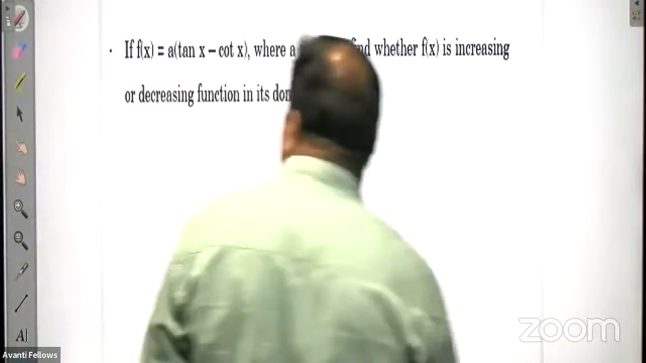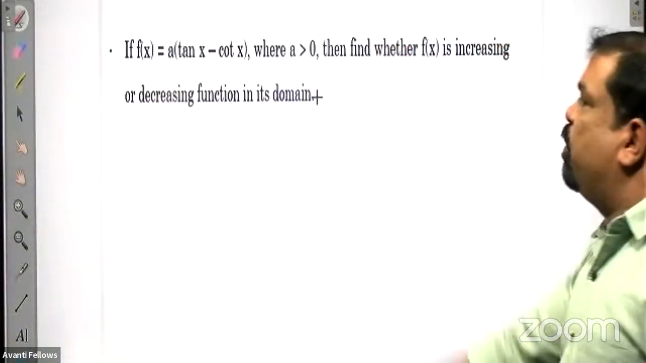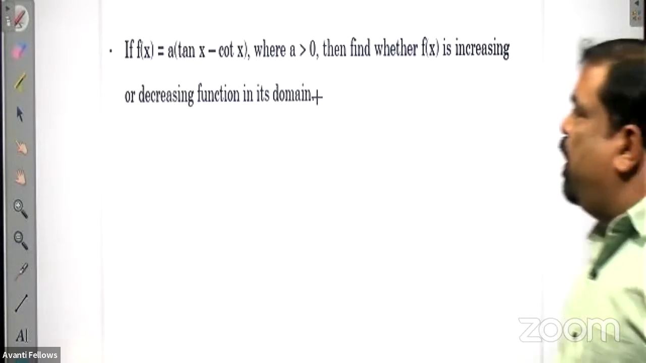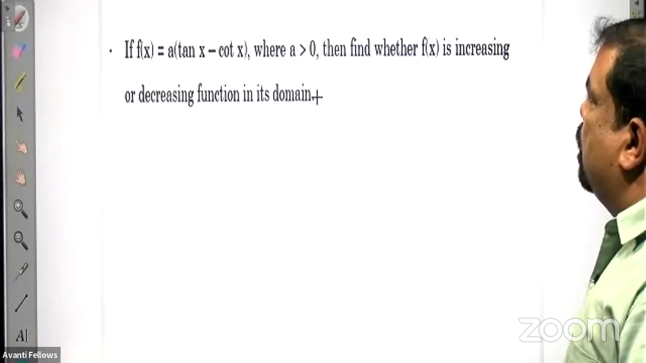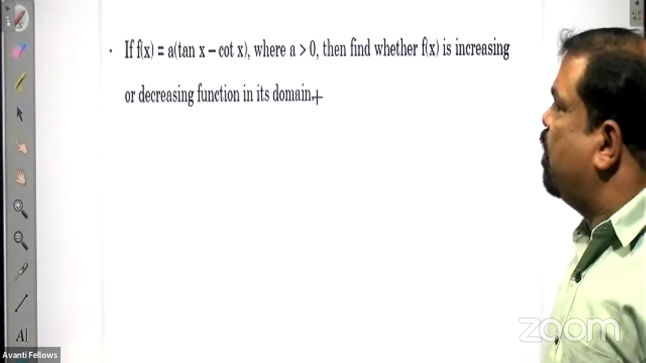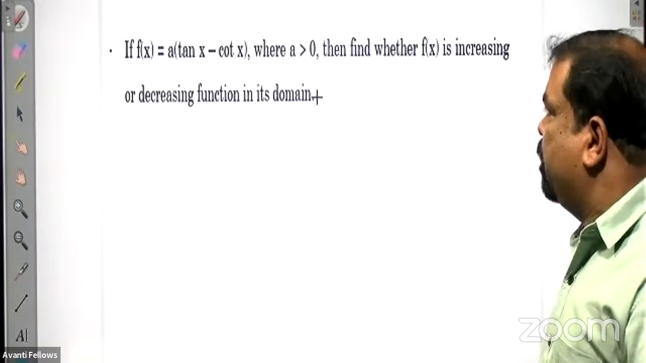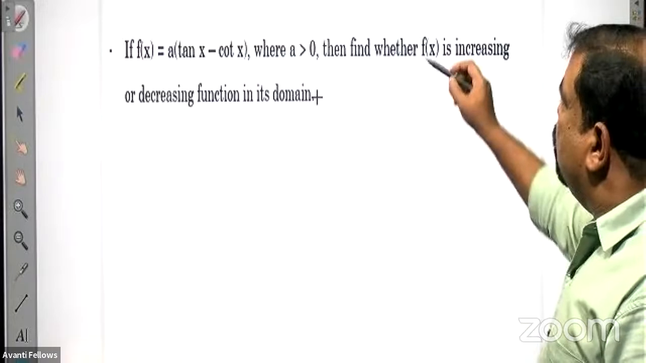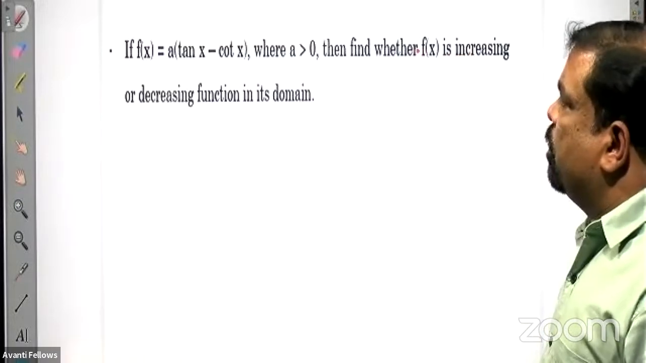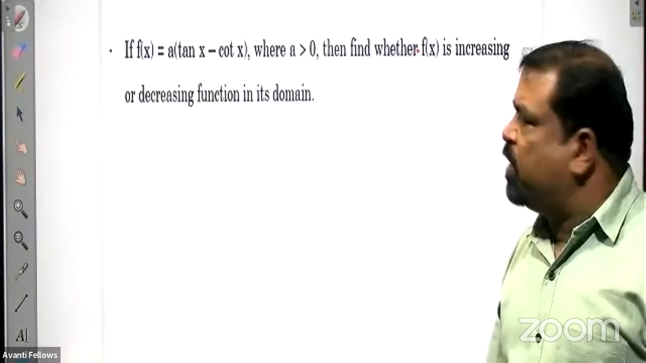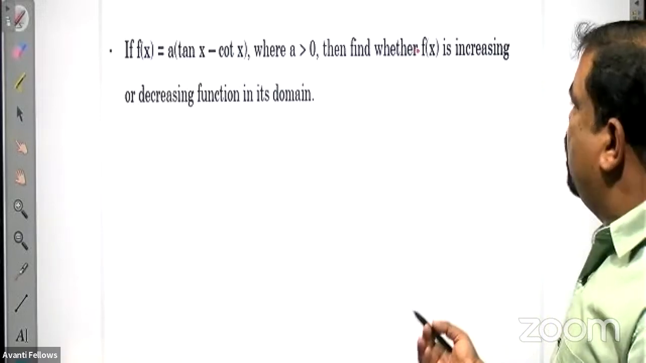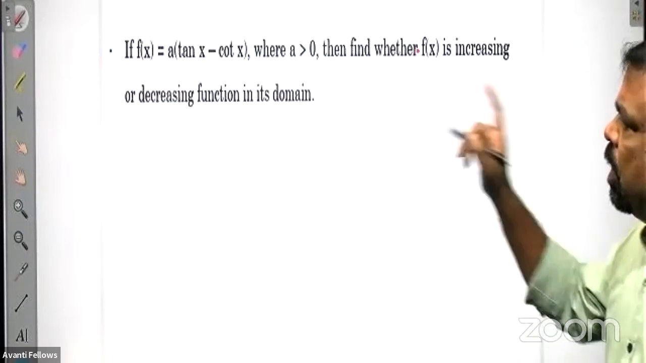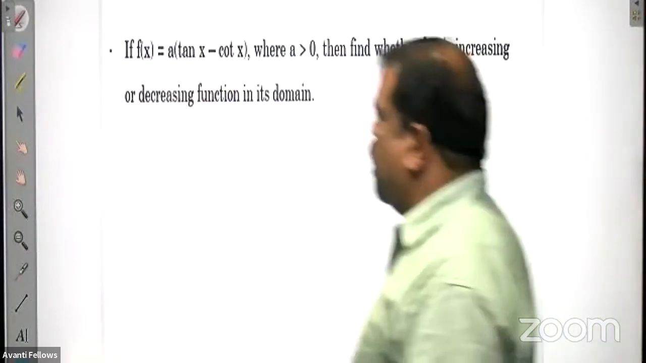This is another question. This is also asked in the last year CBSE board examination. Very simple question actually. If f of x equals a into tan x minus cot x, then find whether f of x is an increasing or decreasing function in its domain. Here a is positive, and we have to check wherever the function is defined.